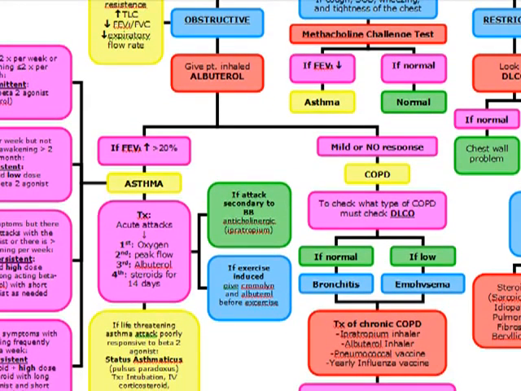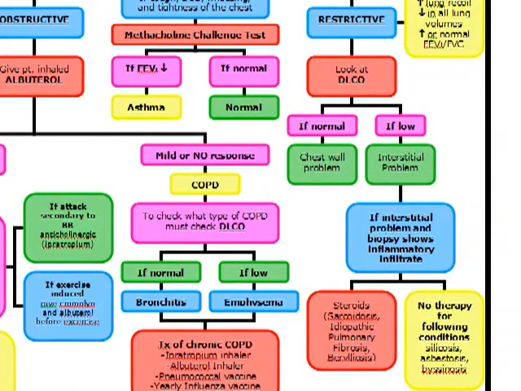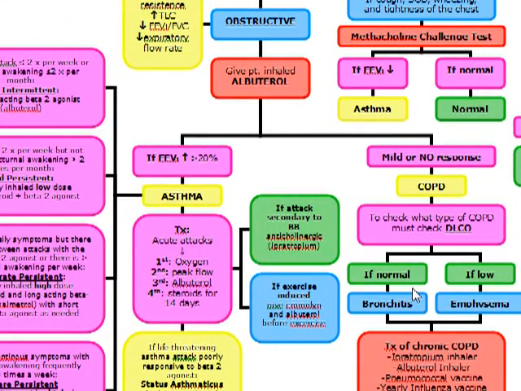Now, how do we check what type of COPD it is? To check what type of COPD it is, we're going to have to do a DLCO. Okay, and when we check our DLCO, if it's normal, we've made our diagnosis of bronchitis. If the DLCO is low, we've made our diagnosis of emphysema.